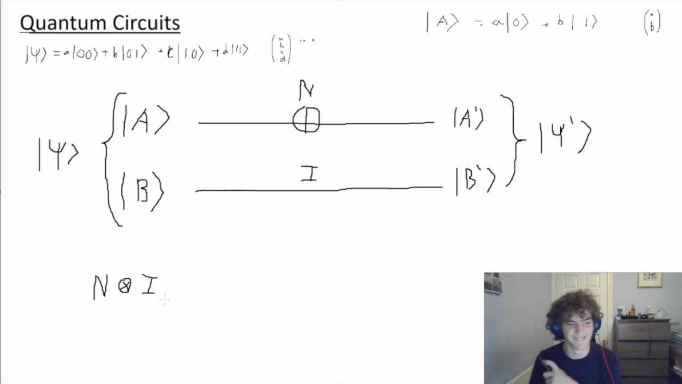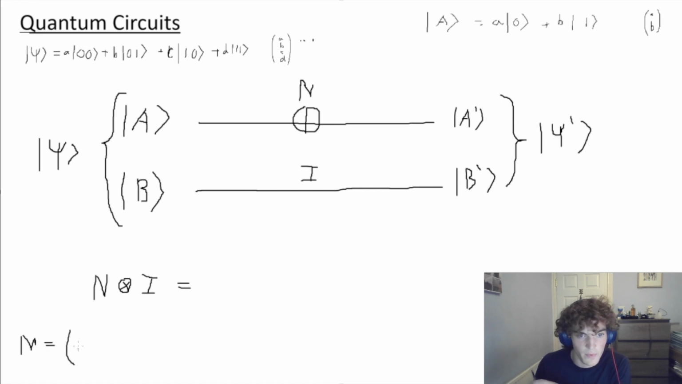Excuse my phone. So we have N tensor product I. And the idea of a tensor product, if we remember what N is. So remember what N is. N is going to be equal to this vector 0, 1, 1, 0. And our identity matrix is going to be 1, 0, 0, 1.